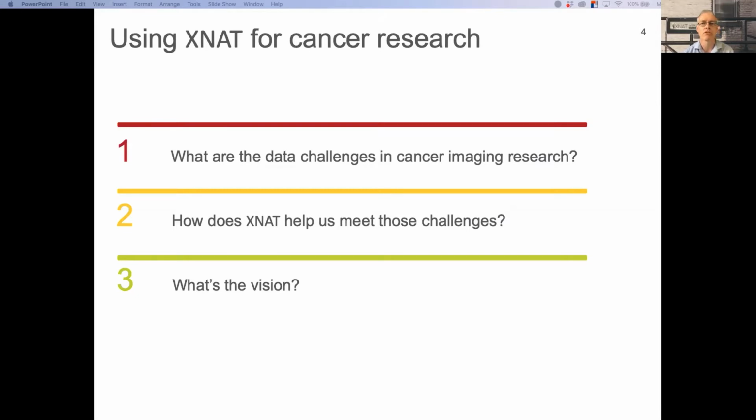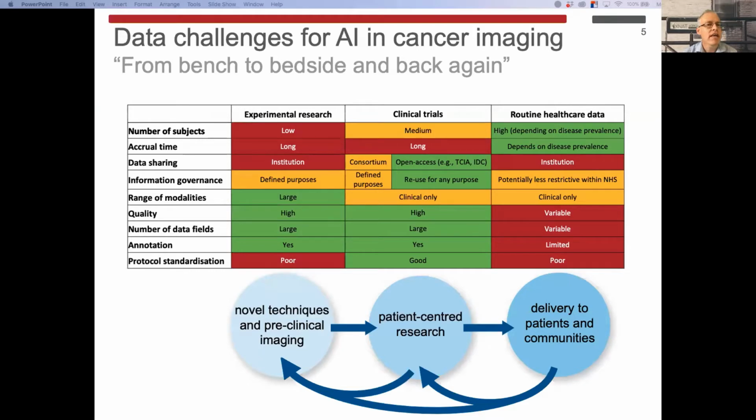The talk's going to move backwards and forwards between the three themes shown here. The Institute of Cancer Research, the organisation for which I work, is particularly interested in translational research. So this slogan, from bench to bedside and back again, that I'm showing here, describes very well the ebbs and flows of the projects that I'm involved in. So we can divide imaging data for cancer research into three broad categories that reflect this: experimental research, clinical trials, and projects involving standard of care clinical data.